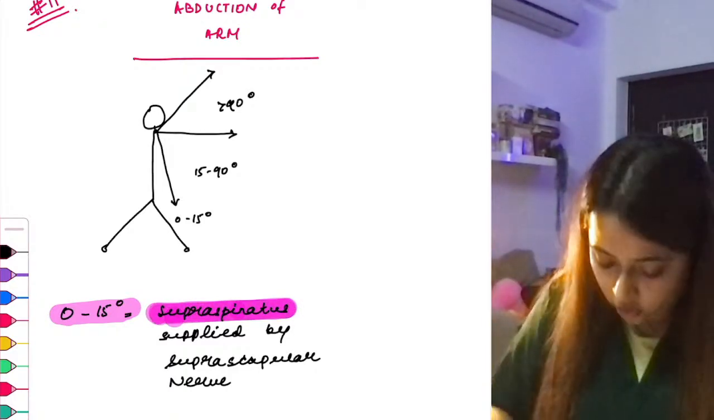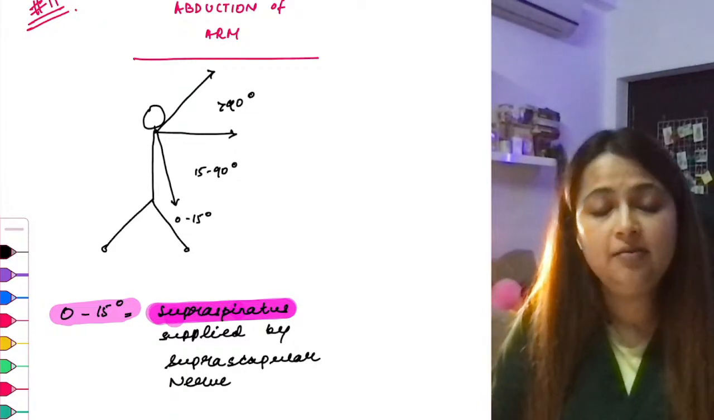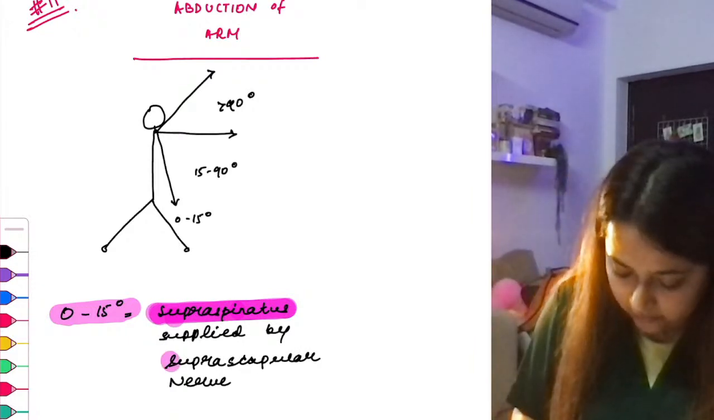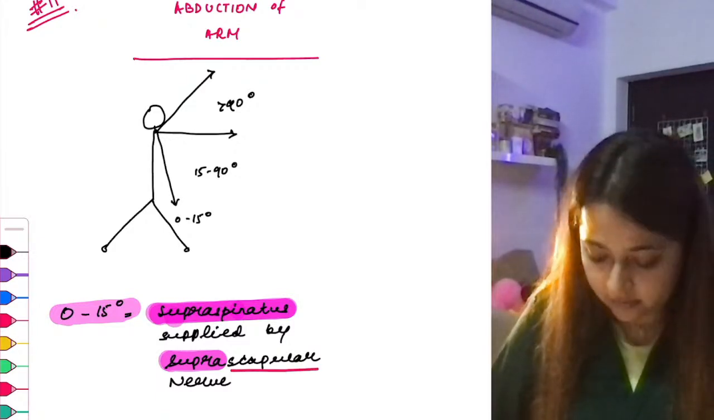Supraspinatus, okay? Then talking about the nerve supply. Supraspinatus, this muscle is getting innervated by which nerve? Your answer is suprascapular. So the nerve name is starting with supra, okay? But scapular. Supraspinatus is equal to suprascapular nerve.